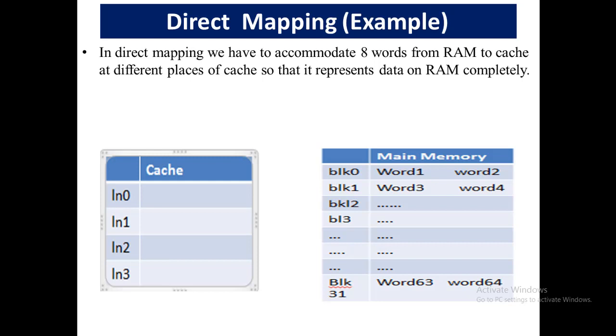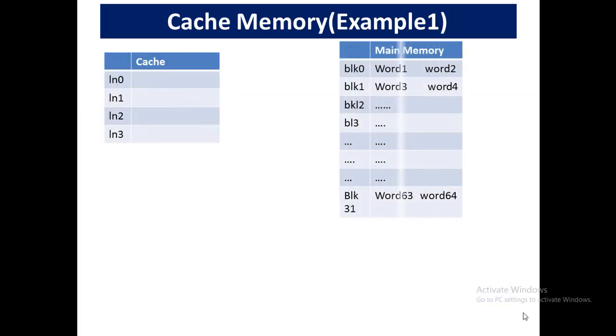For this, we use a formula as K mod n, where K defines the number of blocks and n defines the total number of lines in cache. So let's understand it with an example briefly. In the first example, we are assuming that main memory size is 64 words. Each block has 2 words.